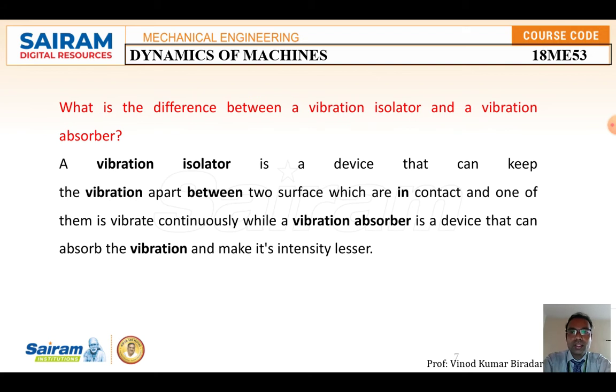So what is the difference between the vibration isolator and the vibration absorber? Here, the vibration absorber is different, the isolator is different. A vibration isolator is a device that can keep the vibration apart between two surfaces that are in contact with each other, whereas the vibration absorber is a device that can absorb the vibration and make its intensity lesser. The vibration isolator is a component which we are going to fix, but the vibration absorber will absorb and eliminate the vibration in the mechanical component. That is the main difference between the vibration isolator and the vibration absorber.